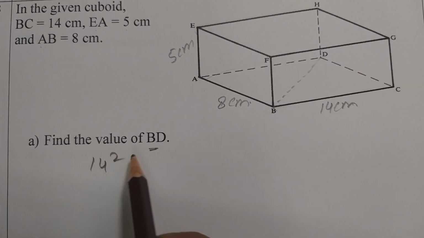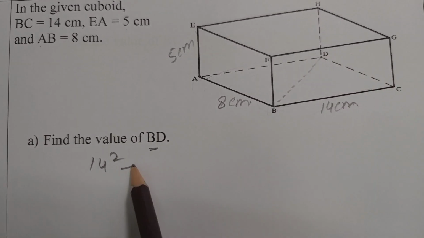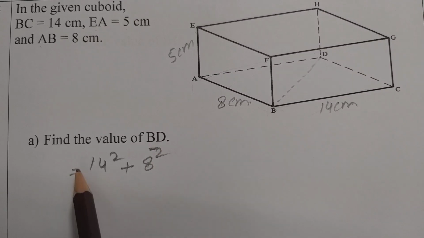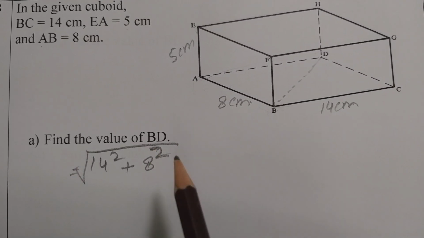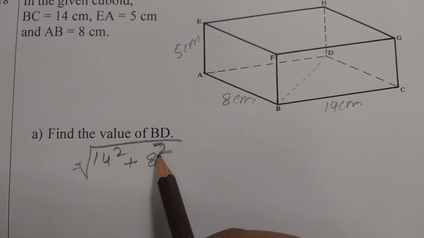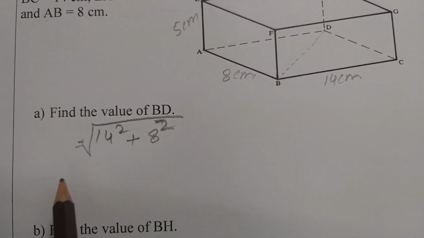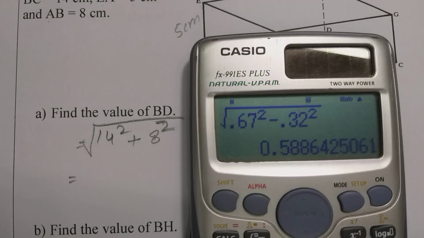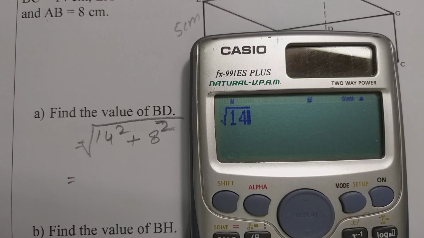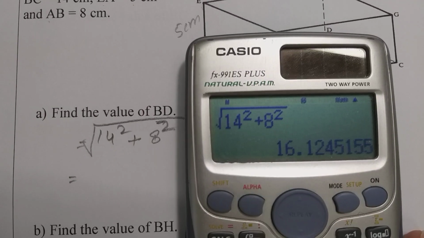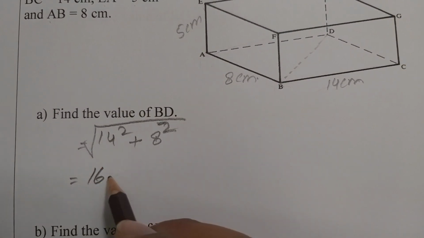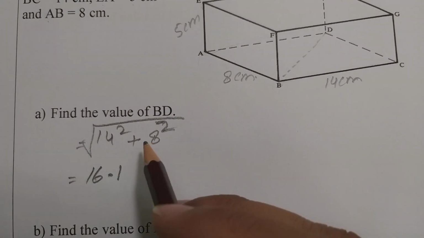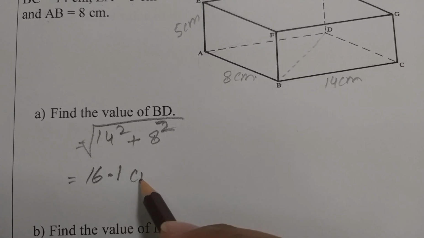So 14 squared, this becomes the longer side, plus 8 squared. Then take the square root. Again, don't forget to put the squares. If you don't put the square, your answer will be wrong. So square and then add. So it would be equal to the square root of 14 squared plus 8 squared, which is 16.12. I just take 16.1, and it is in centimeters, so 16.1 centimeters.